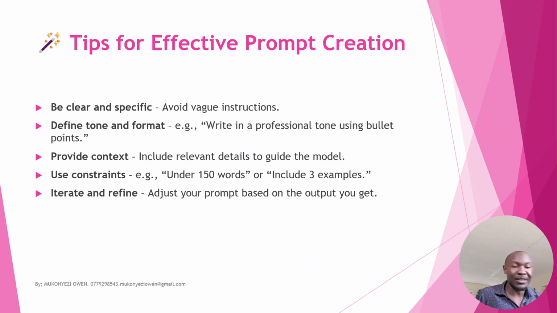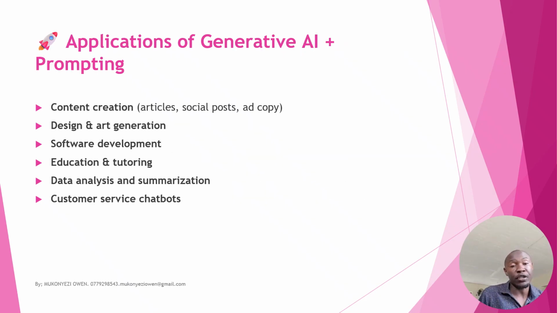Use constraints, e.g., under so many words. Give it a limit of the words that you need. Give it real instructions. Include 3 examples. What you prompt in is what you get. Iterate and refine. Adjust your prompt based on the output you get. When you get the output, you can adjust your prompt in case it has not helped you to achieve exactly what you intend to achieve.